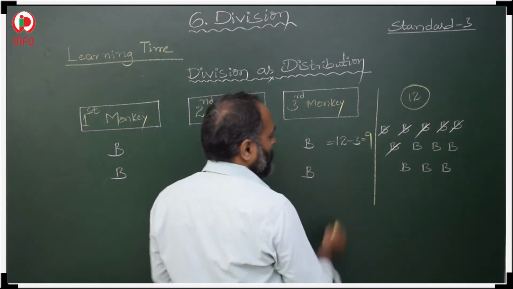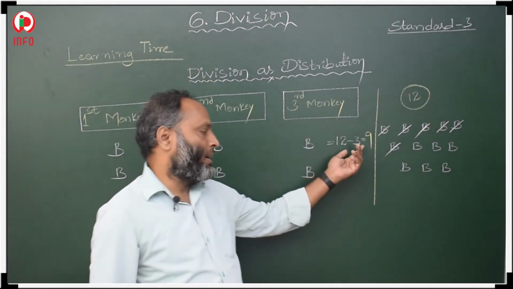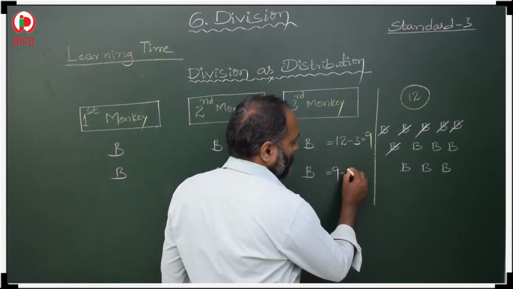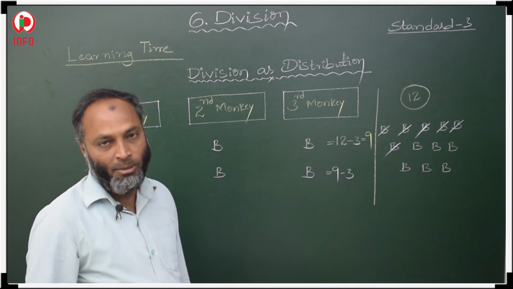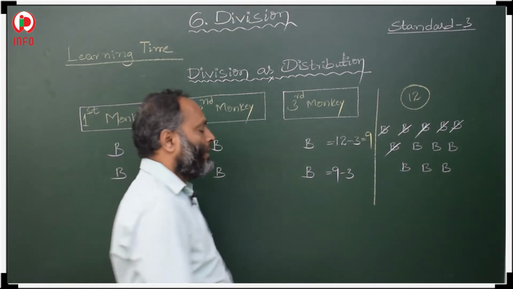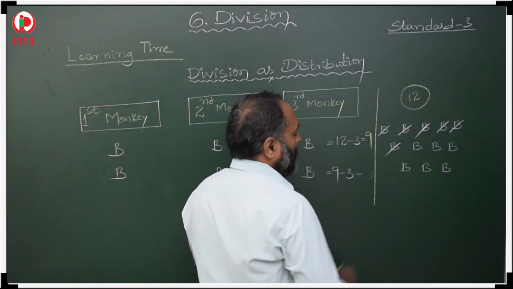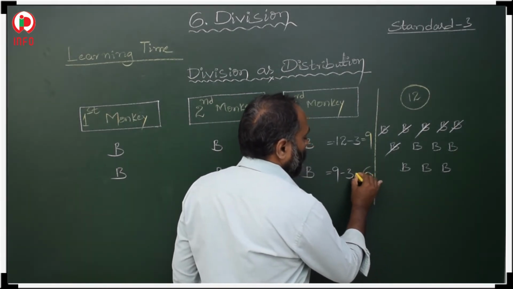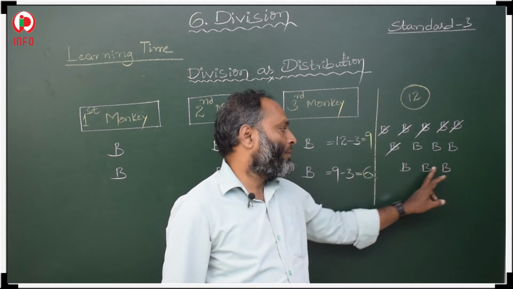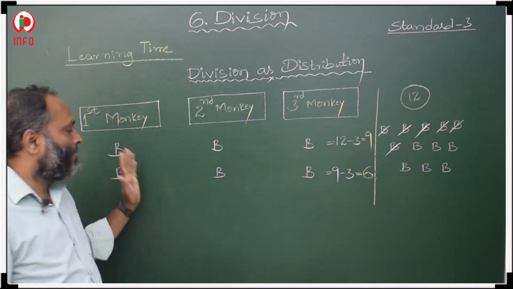In the second round, how many bananas were there in total? 9, after giving 3 bananas. Of that 9, we again gave 3 bananas, which means minus. We already gave them, so we have to subtract. 9 minus 3 is 6. 6 bananas left: 1, 2, 3, 4, 5, 6. Now each monkey has got 2 bananas.